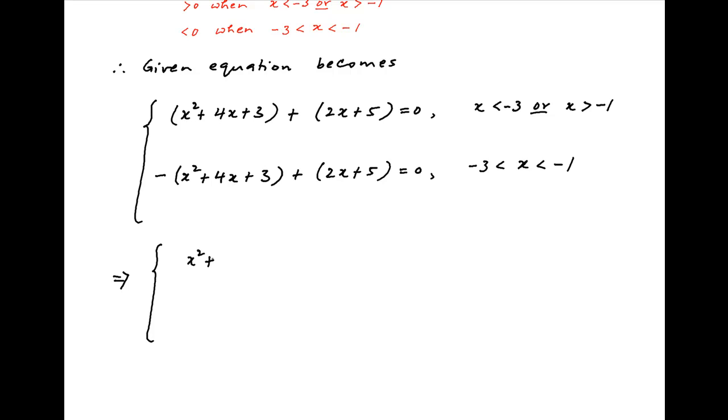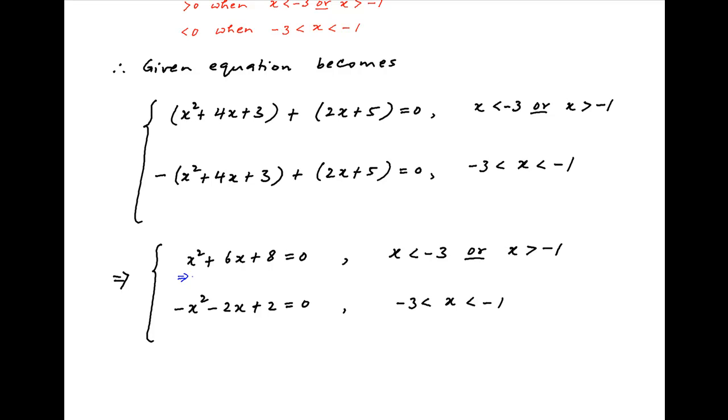Simplifying this, in the first case, the equation is x² + 6x + 8 = 0. And in the second case, the equation becomes -x² - 2x + 2 = 0. In the first case, the equation can be written as (x + 2)(x + 4) = 0, which implies that x is equal to -2 or -4.